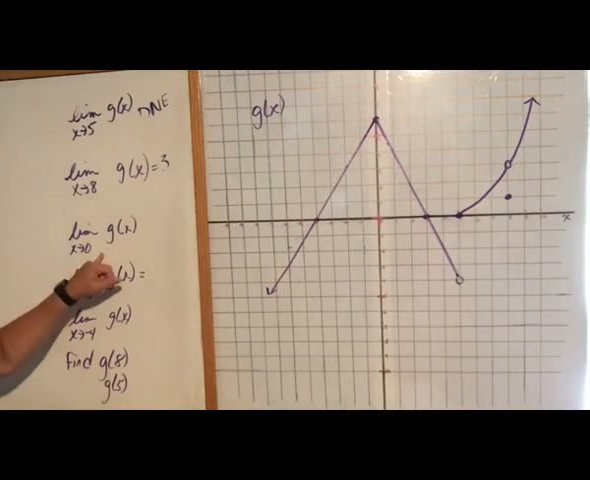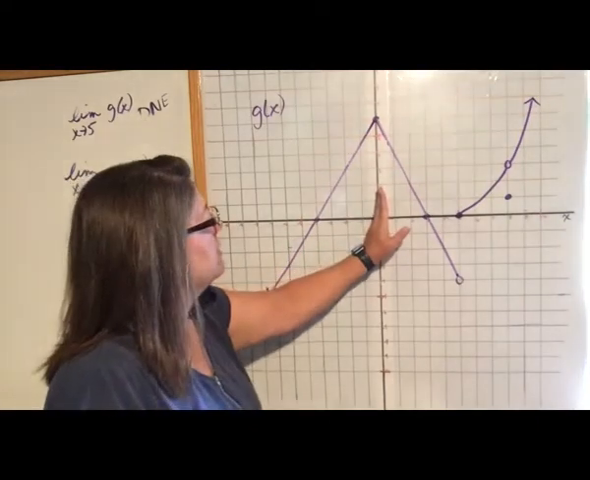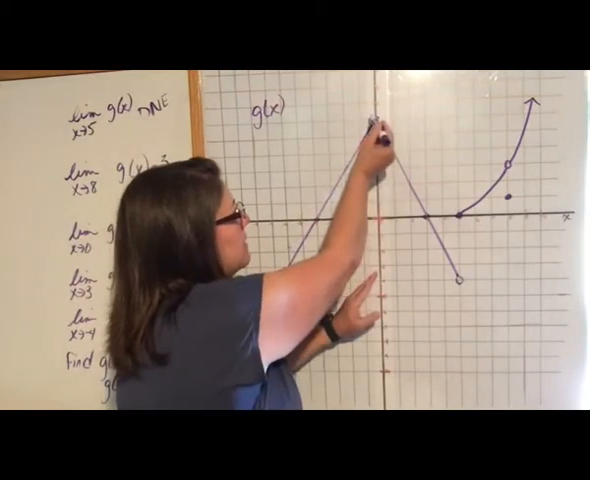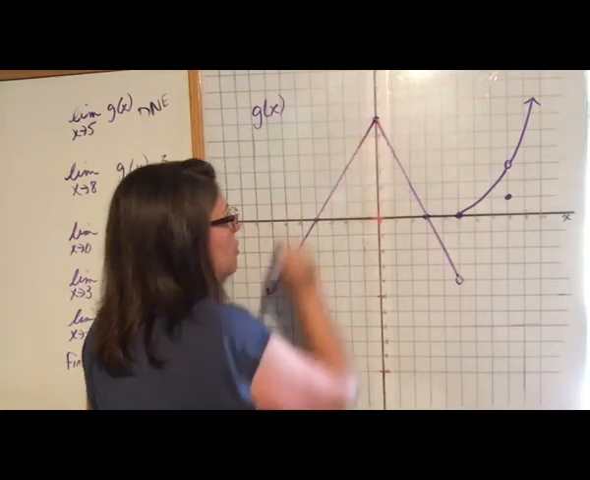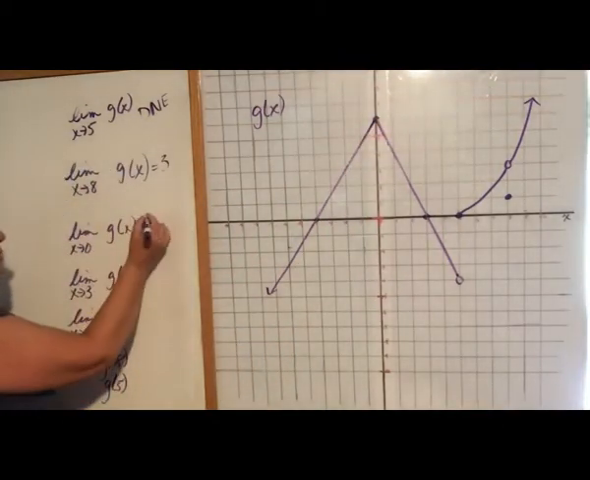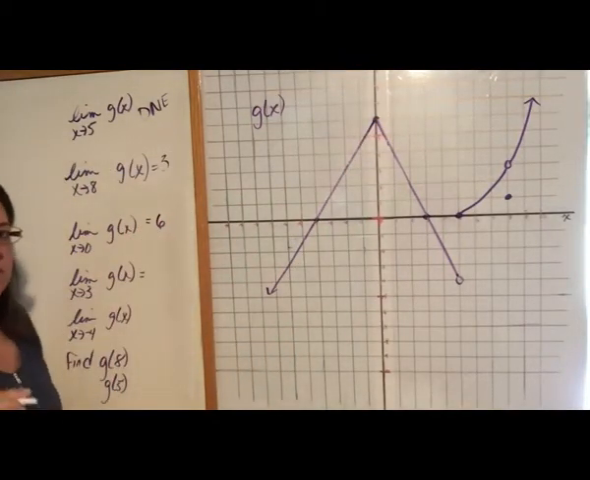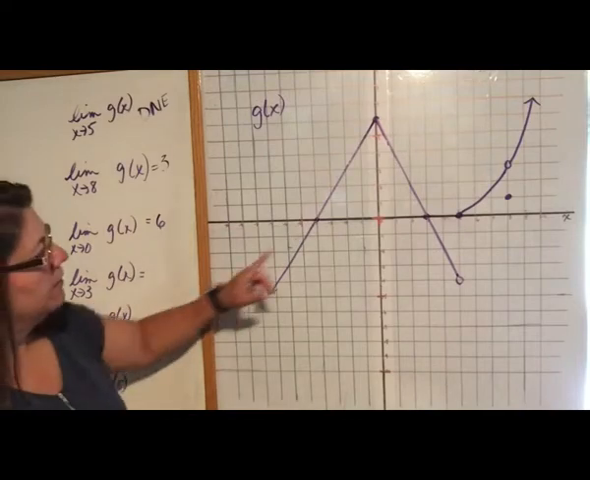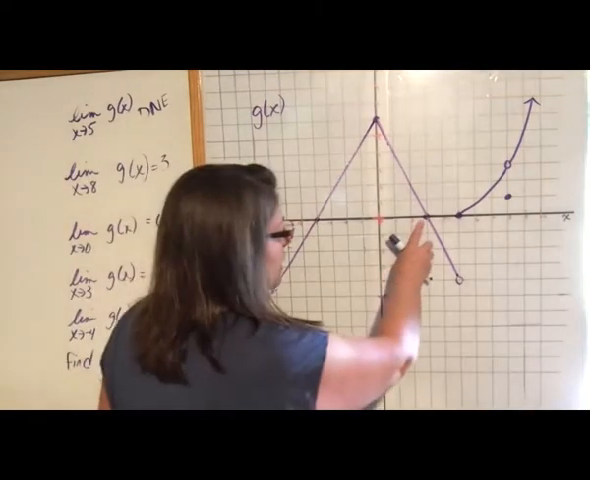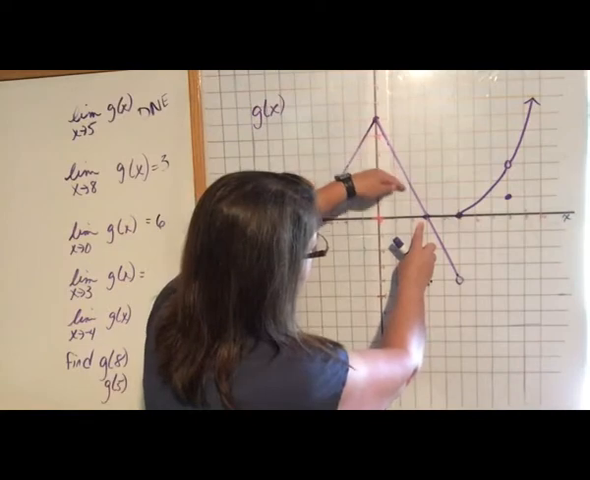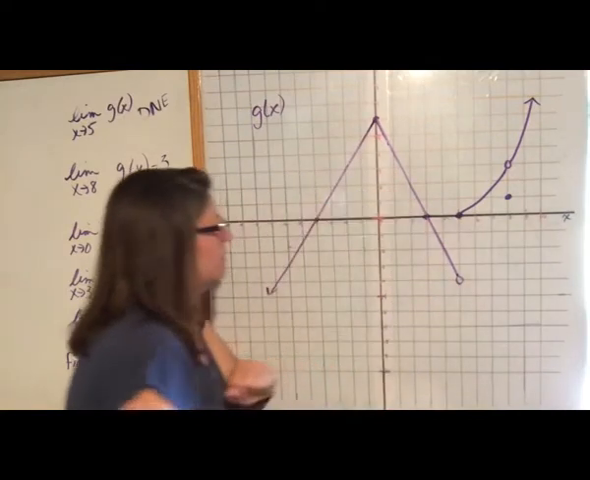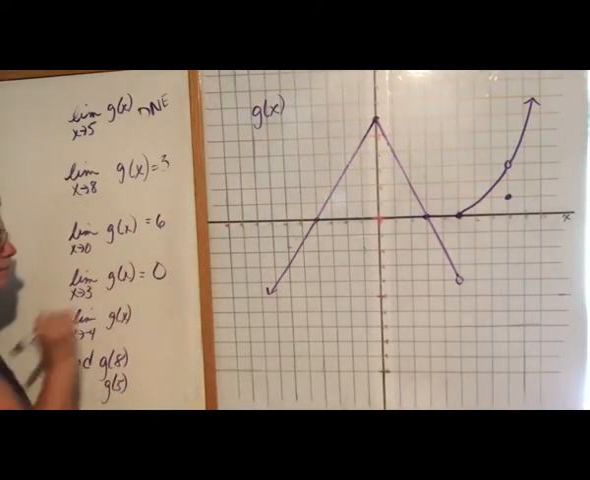The limit as x approaches 0. Here's x approaching 0. From the left, it appears that it's approaching 6. From the right, it appears it's approaching 6. So the limit as x approaches 0 is 6 because it was the same from both sides. Next, the limit as x approaches 3. Here's 3. From the left, it looks like the limit is approaching 0. From the right, it looks like the limit is approaching 0. So that limit is 0.